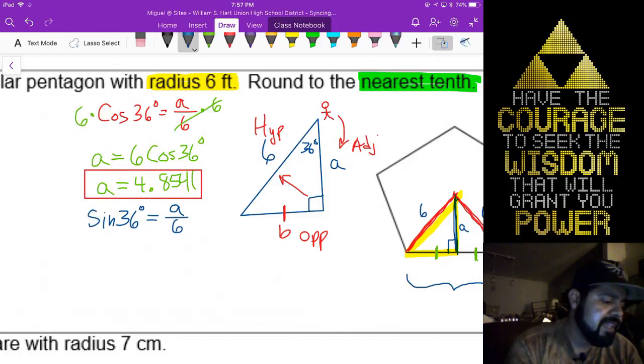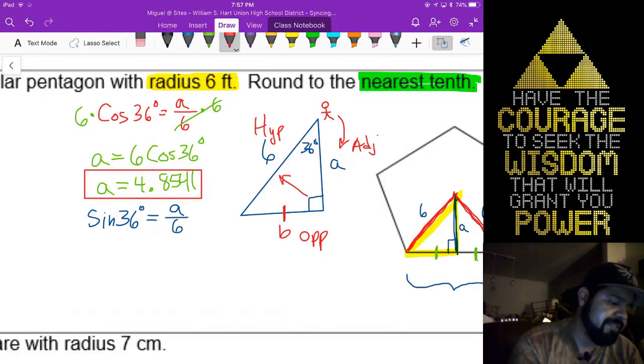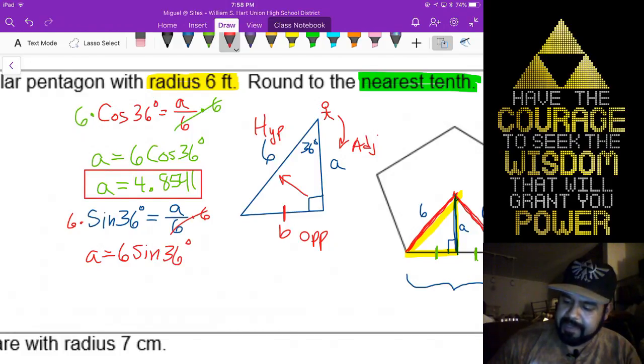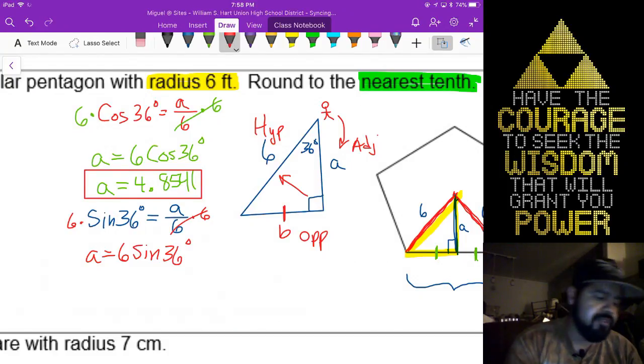Thank you, by the way. So multiply both sides by 6 again. So then you'll have a equals 6 sine of 36. Now I know that's going to be significantly smaller. 6 sine 36, so 3.52.